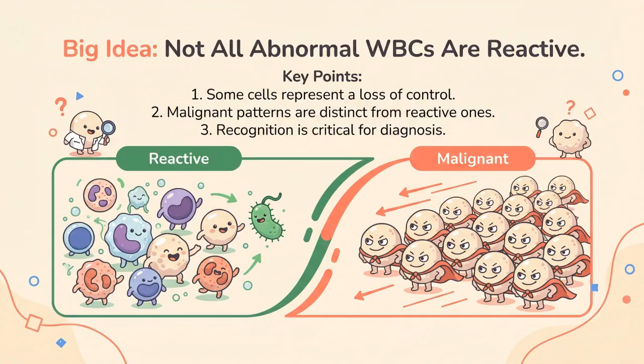Therefore, recognizing that an abnormal white blood cell might signify a fundamental breakdown in cellular regulation, rather than just an exaggerated immune response, is a cornerstone of accurate diagnosis and patient management. This understanding will guide your interpretation of peripheral blood smears and bone marrow aspirates, allowing you to differentiate between benign and life-threatening conditions. This big idea directly informs our learning focus for the week.